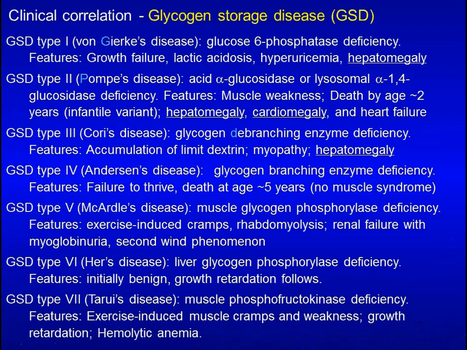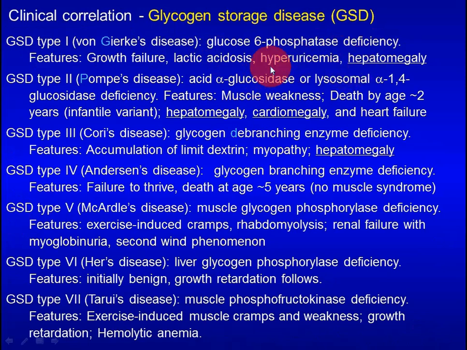These slides show you 7 types of glycogen storage disease. Among them, type 1 to type 5 are high yield. Type 3, 4, and 7 have been described to you earlier. Von Gierke's disease is caused by glucose 6-phosphatase deficiency. The deficiency leads to trapping of phosphate in glucose 6-phosphate.